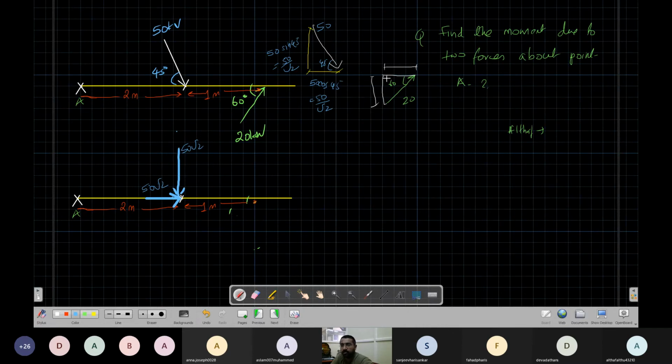So this x component is 20 cos 60. So 20 cos 60 is equal to 10. And this is basically 20 sin 60, which is 20 times root 3 by 2, equal to 10 root 3. Right.